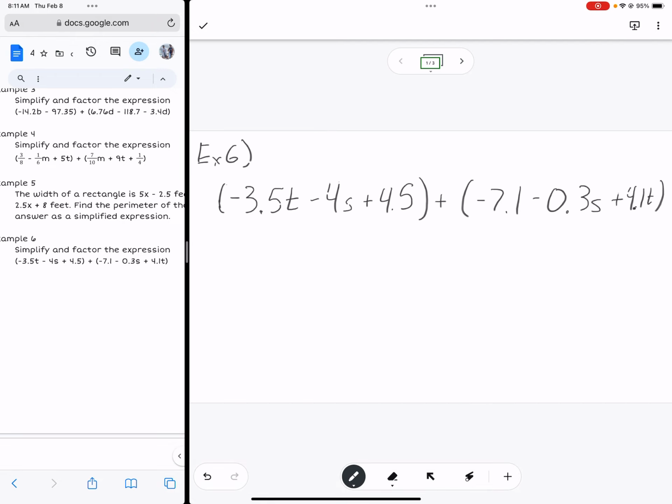So, Sophia, do you want tickets? All right, Sophia, walk me through this problem. First, you have to do the x's first, and it's -4 plus -0.3, so it's -4.3x. Whoa, I got you. I wrote it wrong. Minus 0.3s. And then plus, and then -3.5d plus 4.1c, and then 4.5 minus 7.1.